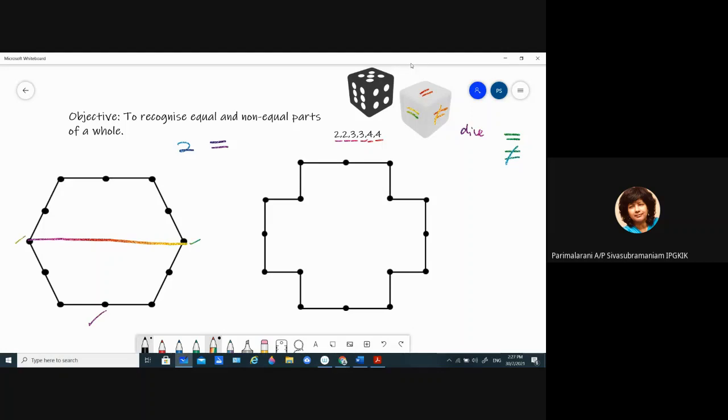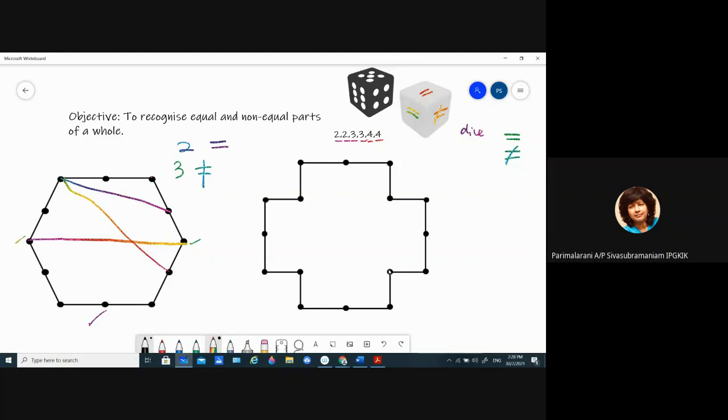Say the next person throws both dice and gets 3 and not equal to. So you have to join maybe like this. The dots that have already been used cannot be used again. Like this, 1, 2, 3. So you got 3 non-equal parts. This way, the children can learn how to recognize equal and non-equal parts.